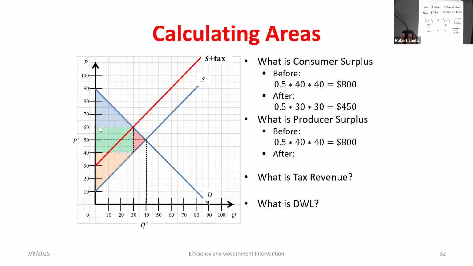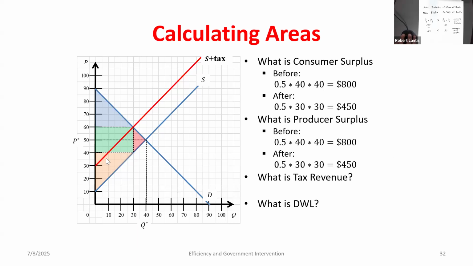Producer surplus, they don't get to keep 60. The consumer hands over $60. They then have to pay the tax. So they get the amount the consumers pay minus the tax, so 40. So the new producer surplus would be this area down here, this triangle, 30 times 30 times a half.